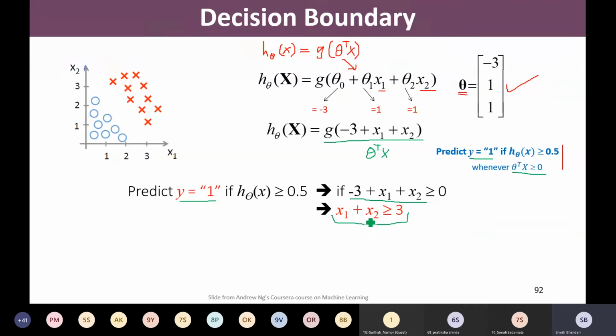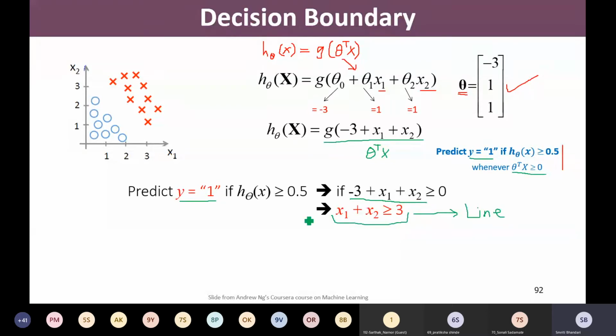x1 plus x2 is greater than or equal to 3. Now, if we look at this expression, right now it is the expression for a straight line. Or rather we may say x1 plus x2 equal to 3 is the expression for a line.